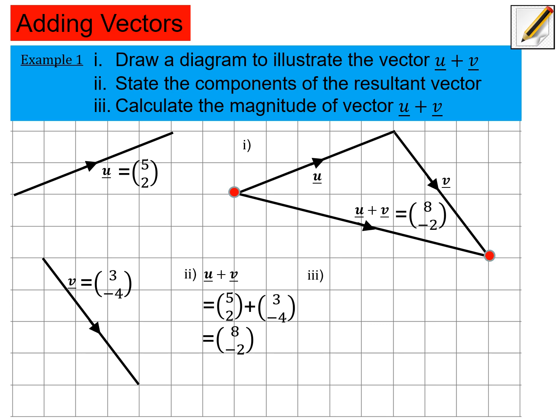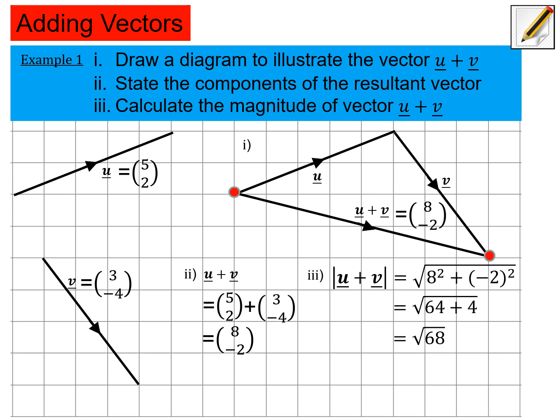Part 3 of the example is just to calculate the magnitude. So remember, we just do that using Pythagoras. In order to do it, we need to know the column vector, but we've already worked that out in part 1 or part 2. So all we need to do is the square root of 8 squared plus negative 2 squared. That gives us a square root of 64 add 4. So it's a square root of 68 in total.